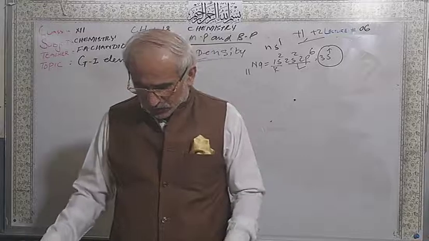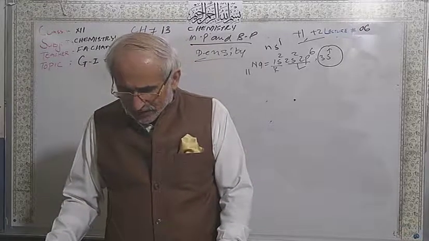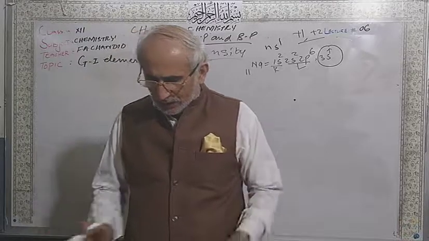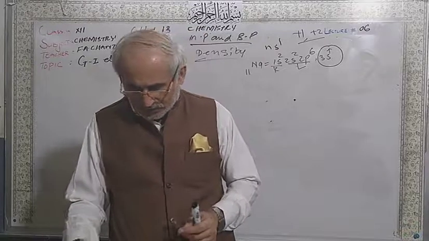Indeed, this is the answer for question number 2. The melting points of alkali metals are very low due to the large atomic volumes. This is given in the explanation. Please do this one.